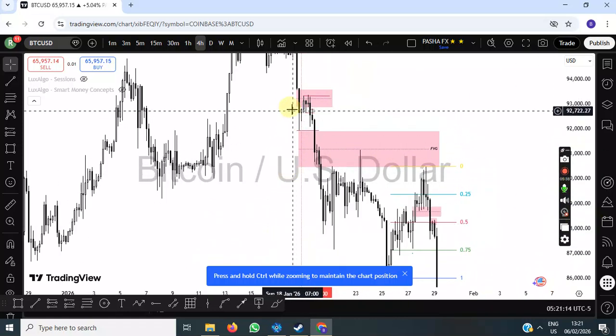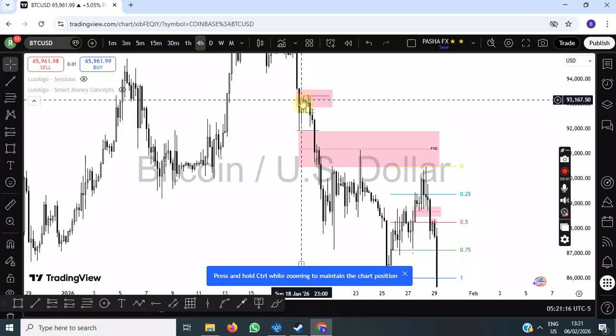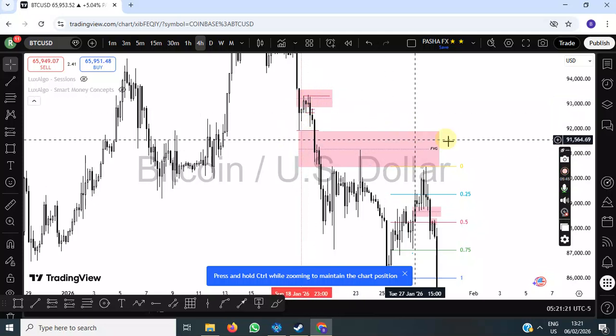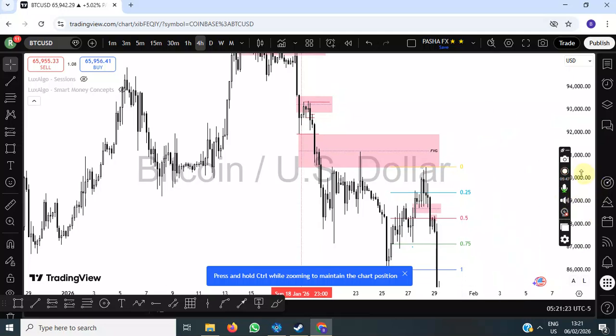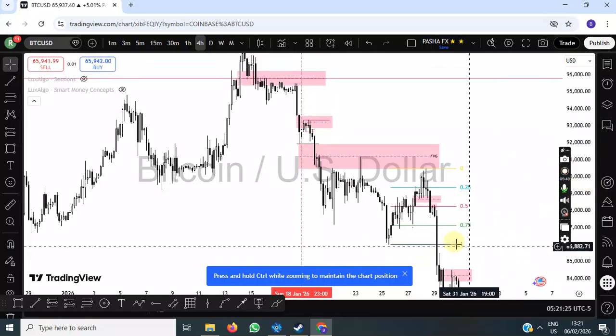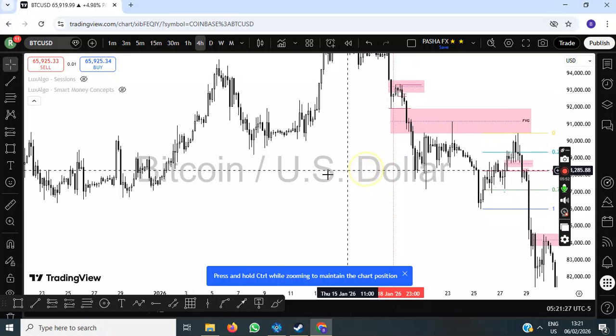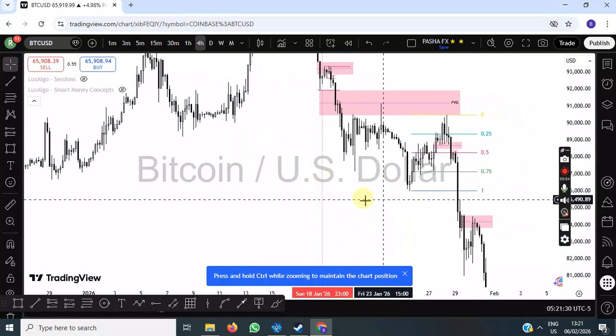And where did it open to? A fair value gap, and a liquidity sweep inside the key level. Oh wow, that is so good. That is so beautiful, guys.